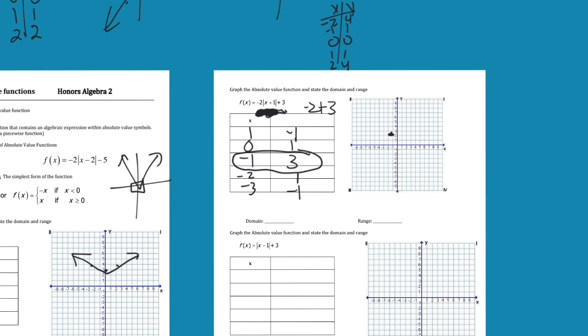I can't see what I'm doing here. -2 goes to 1, 0 goes to 1, 1 goes to -1. I am not plotting this correctly. I need to zoom in just a minute. Let me zoom in so I can see what I'm doing.